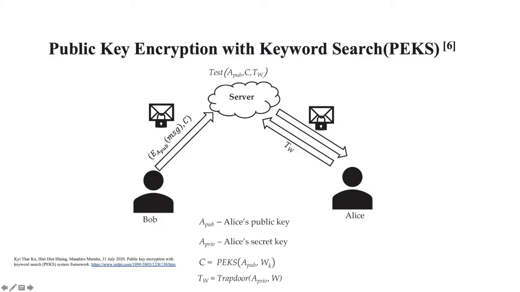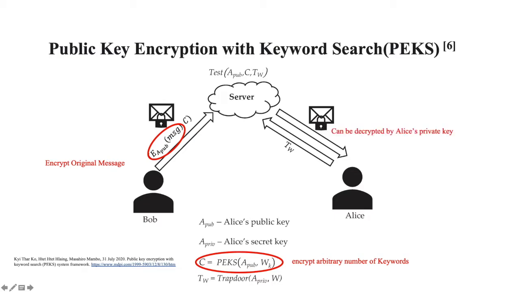The process is that Bob encrypts his message using Alice's public key. Then, he will encrypt an arbitrary number of keywords using PKS. After all, Bob sends both the encrypted message and keywords to the database. Alice can get the message from the database and decrypt it with her private key.